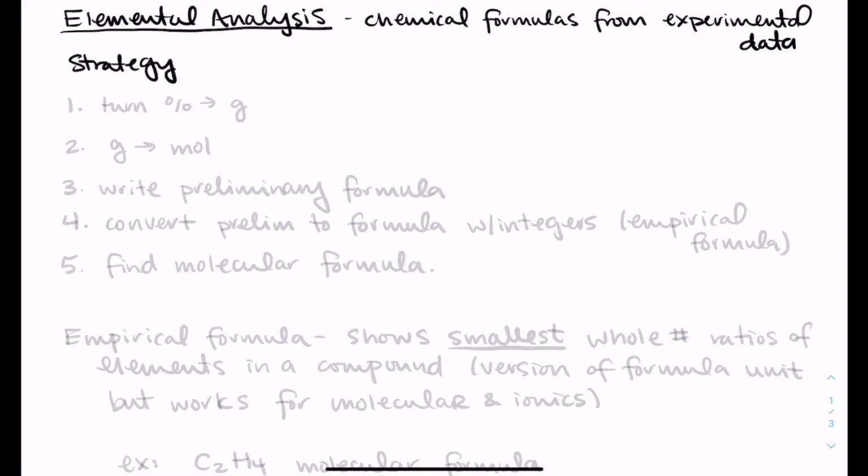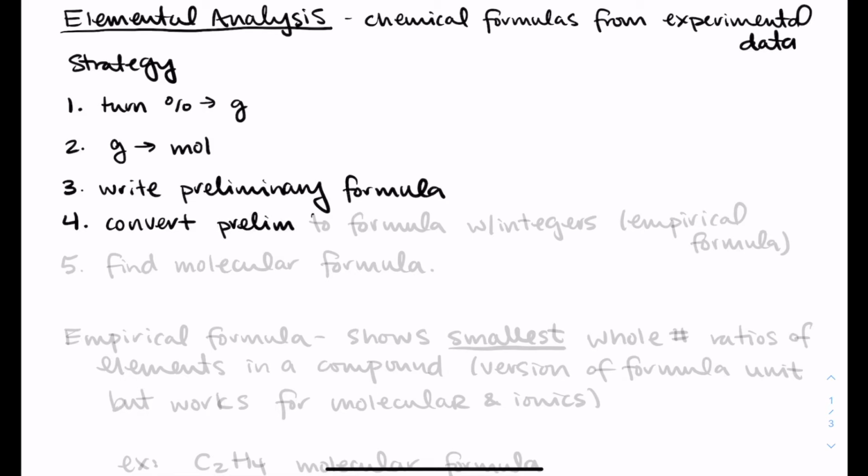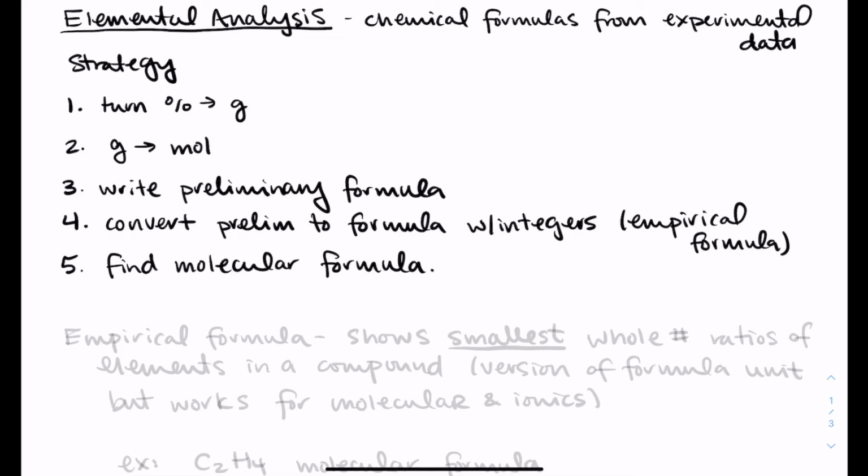So the steps in elemental analysis: the output is that you will get mass percent values. So your first step is going to be to turn those percentages into grams, then turn the grams into moles, use the moles to write a preliminary formula, convert the preliminary formula to a regular formula with integers, which we will call the empirical formula. And then if you have enough information, you can find the molecular formula.